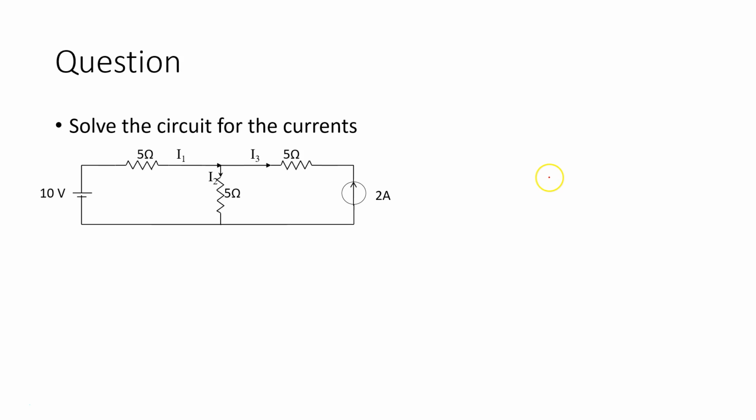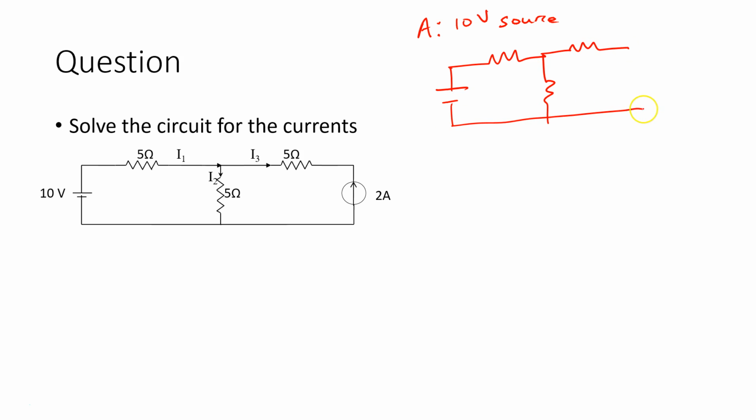So we're going through the same process here. The first thing I do is I have two sources, so I'm going to redraw my circuits with only one source at a time. So I'm going to create circuit A, and circuit A is going to consider the 10 volt source. So I have my 10 volt source and 5 ohms, 5 ohms, 5 ohms, and now I have to turn off the current source, which means the current has to be 0, which is an open circuit.